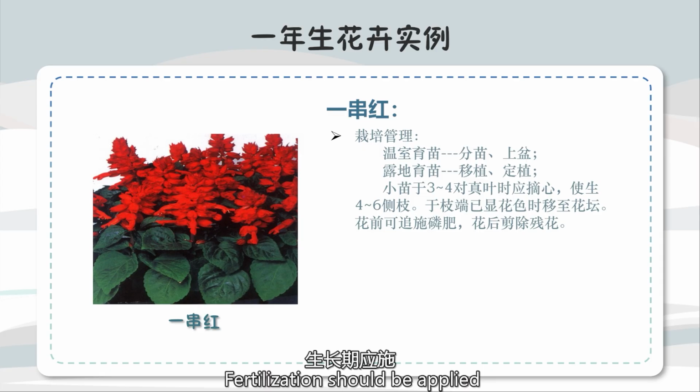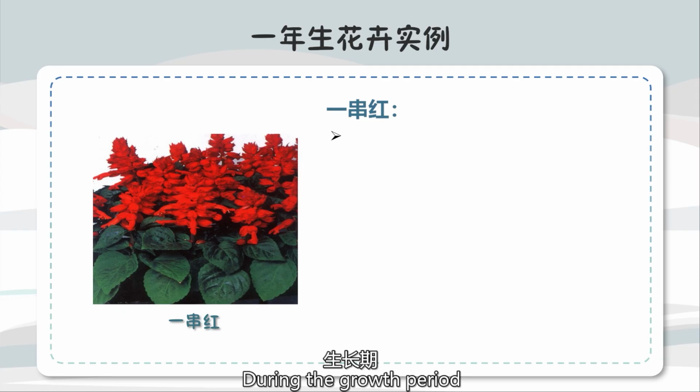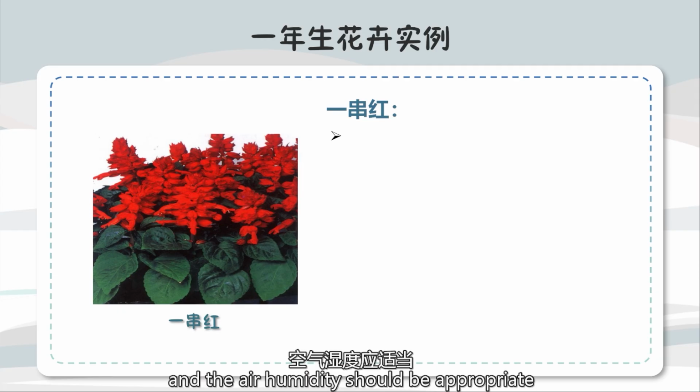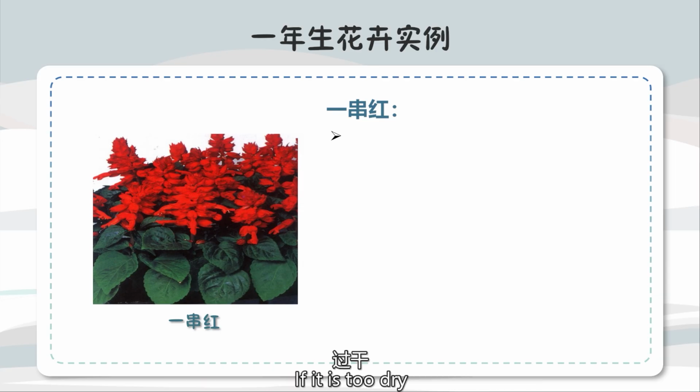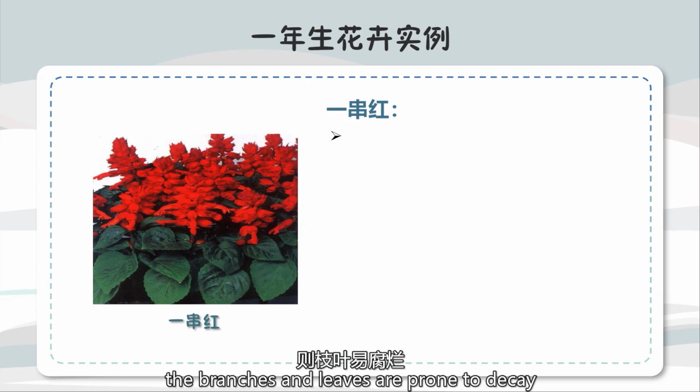Fertilization should be applied 1 to 2 times during the growth period, and phosphorus and potassium fertilizers should be added before flowering. During the growth period, excessive water is not preferred, and the air humidity should be appropriate. If it is too dry, it can easily cause flower and leaf drop. If it is too wet, the branches and leaves are prone to decay.